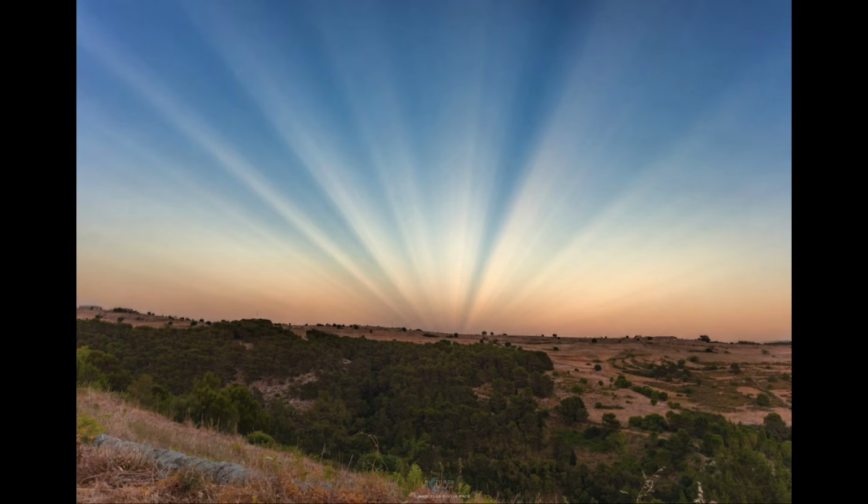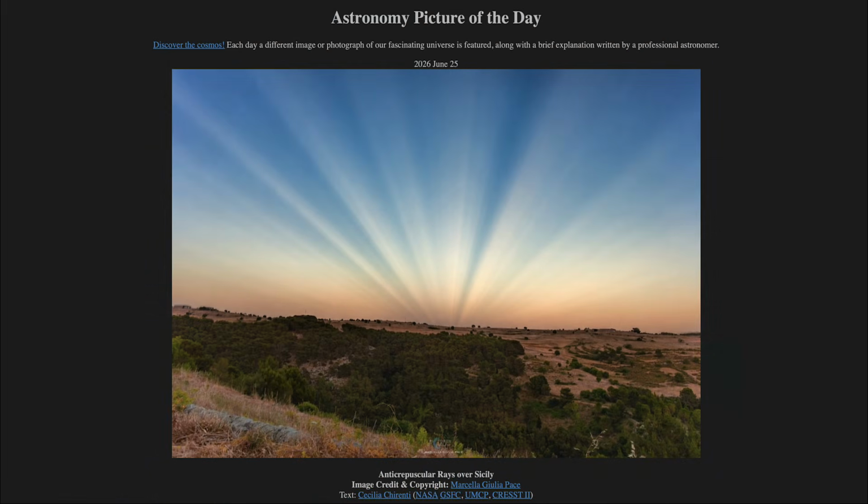Now, if everything is just right, and it can depend on the atmospheric conditions, you may be able to see both the crepuscular rays in the direction of the sun rising or setting, and the anticrepuscular rays on the other side at the same time. So here we see an atmospheric effect that gives us this beautiful pattern in the sky of rays opposite to the direction of the sun. So that was our picture of the day, titled Anticrepuscular Rays over Sicily.